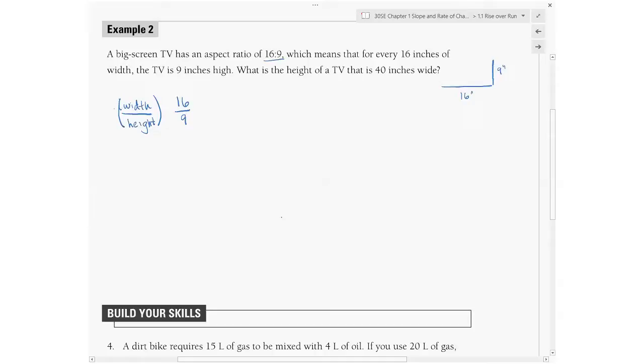I would really recommend writing something like this in so that you make sure that you set up your proportion properly. So it equals, well, what is the height? We're looking for the height. If I look here, height is on the bottom, so the height is going to go here, of a TV that is 40 inches wide, width, that's up here.